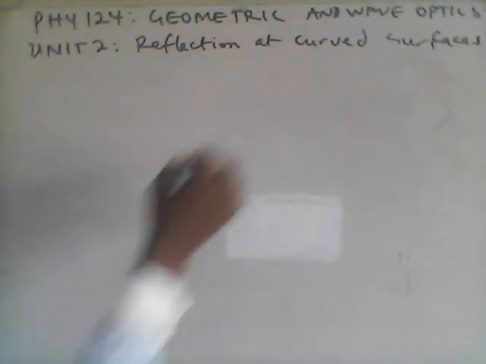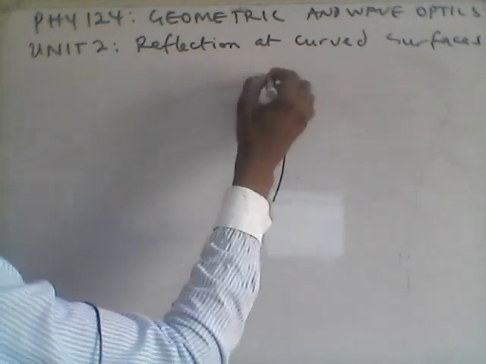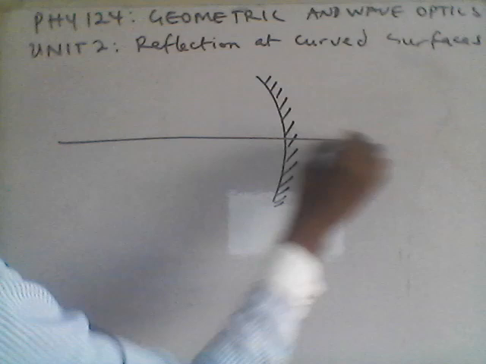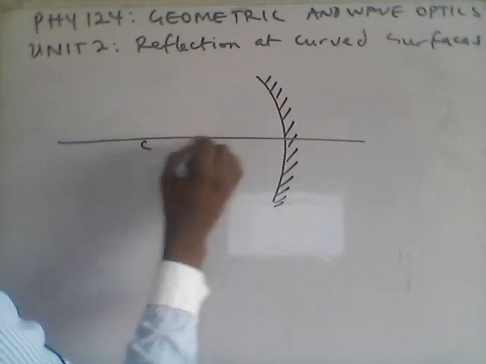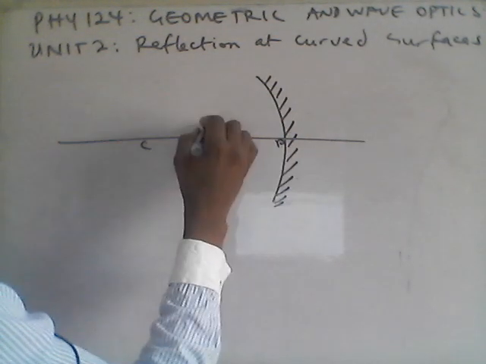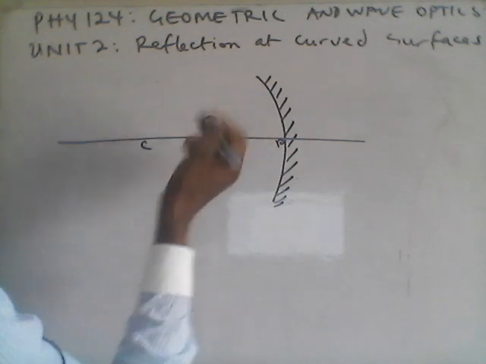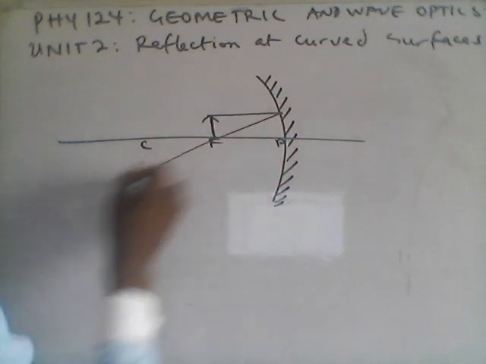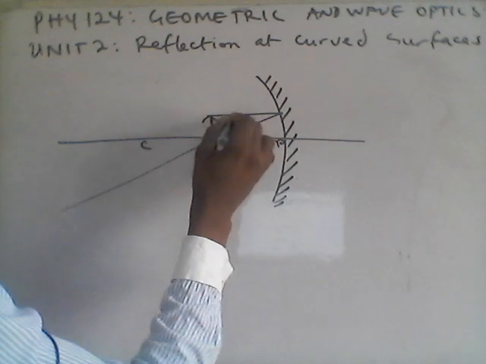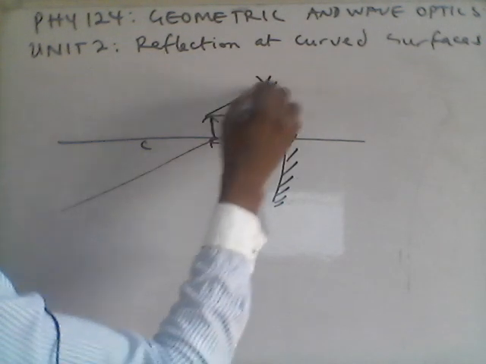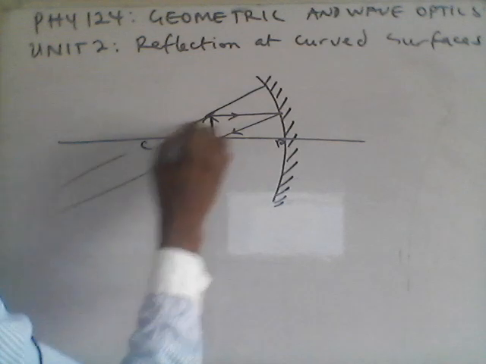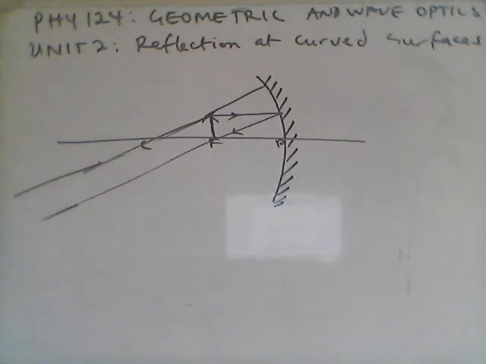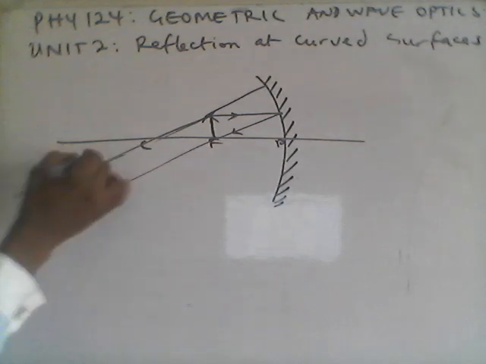So the object is now placed on F. This is the principal axis. This is C, F, and P. The object is placed on F. What happens? The ray hits here like this and goes through like this, reflected. The ray goes up, hits here, and is reflected. But in this case, unfortunately, the rays will not meet. They are two parallel lines.